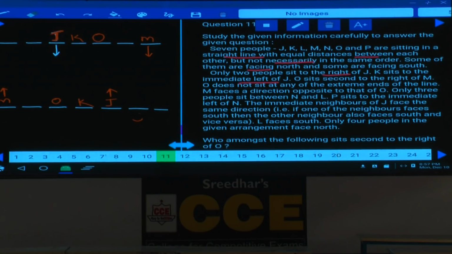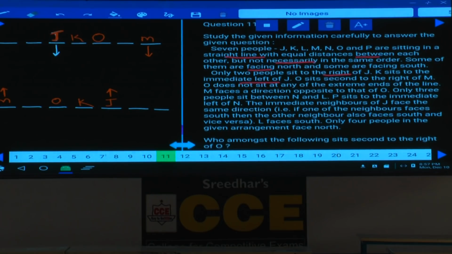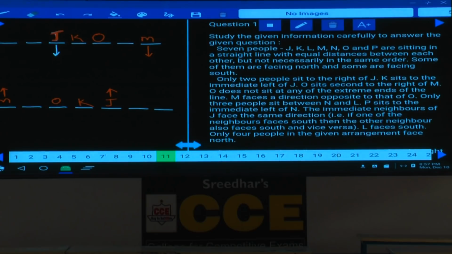The next one. What is the next information here? O sits second to the right of M. O does not sit at any of the extreme ends of the line, and M faces a direction opposite to that of O. M and O are facing opposite directions. In the first case, M is facing south, hence O must face towards north. And in the second case, M is towards north, O must be facing towards south.